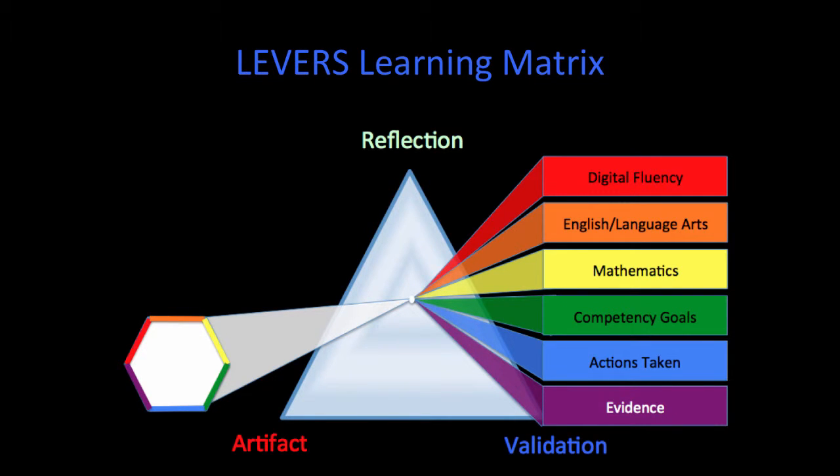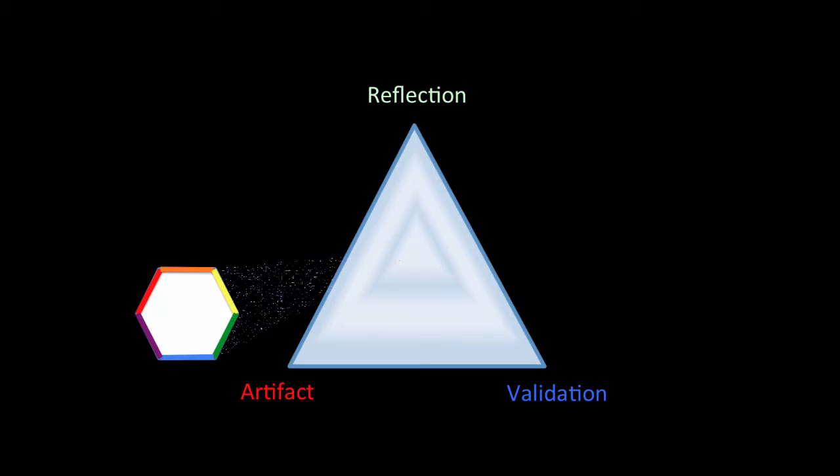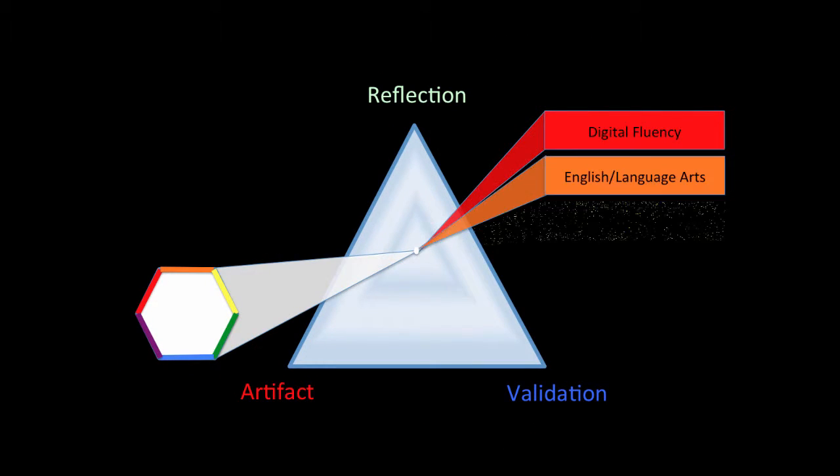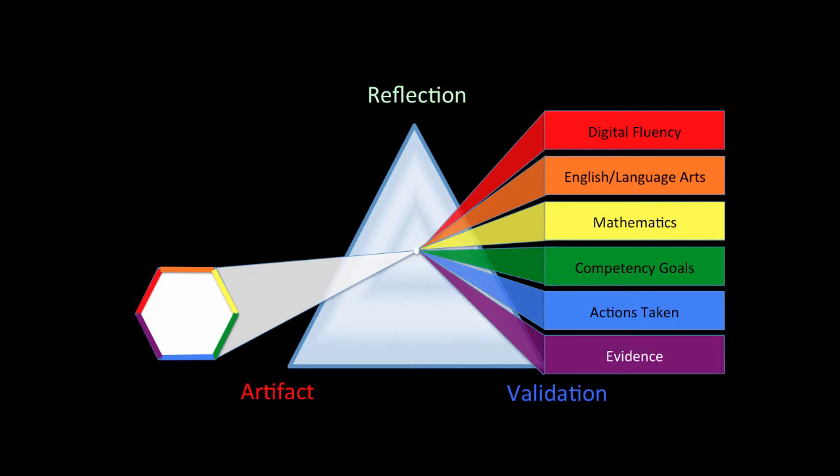Let's look at how the LEVERS system uses a learning matrix to keep track of learner growth over time. LEVERS is built on the digital learning process, which says evidence equals artifact plus reflection plus validation. Because our projects are digital and they're done online in collaborative teams, the artifact itself is available online for reflection. The validation can be across different areas.